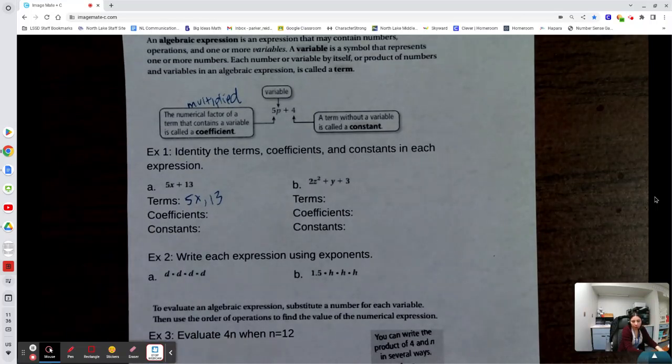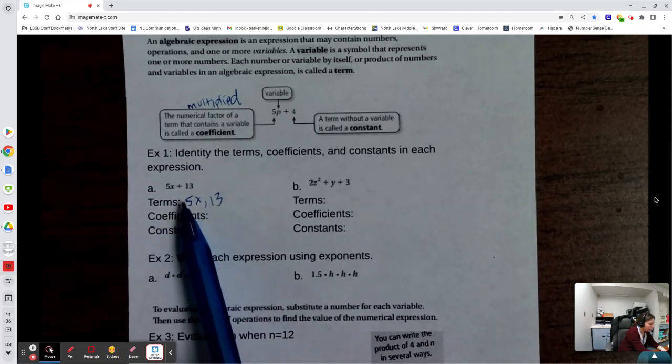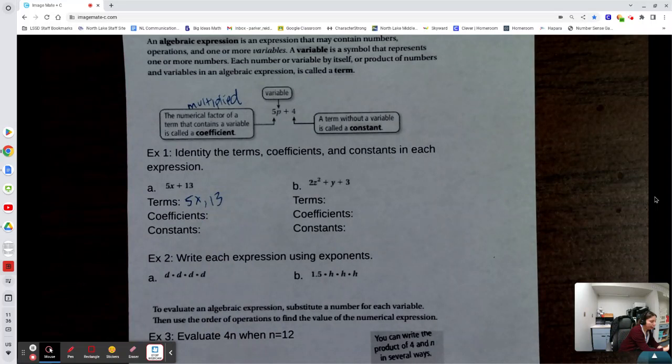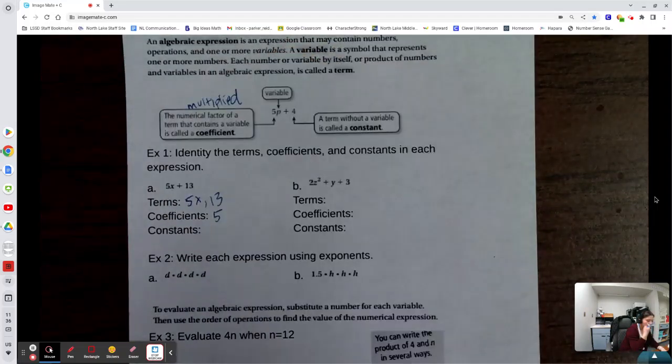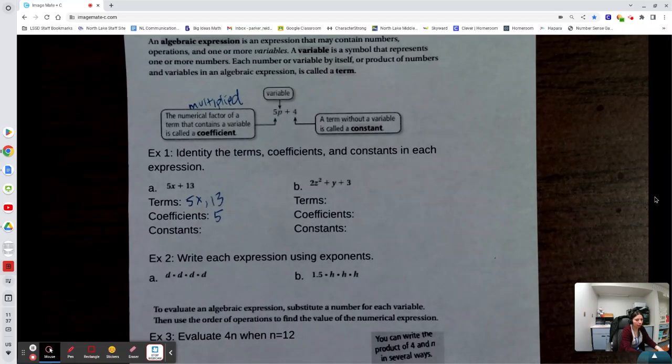Next, we're looking for coefficients. Coefficients are any numbers that come in front of a variable that are attached to a variable. Remember, it means they're multiplied by a variable. Well, our only variable is x, and yes, it does have a number in front of it, touching it, attached to it. That number is 5. So our coefficient is 5. That means whatever x is, 5 is being multiplied by that amount.